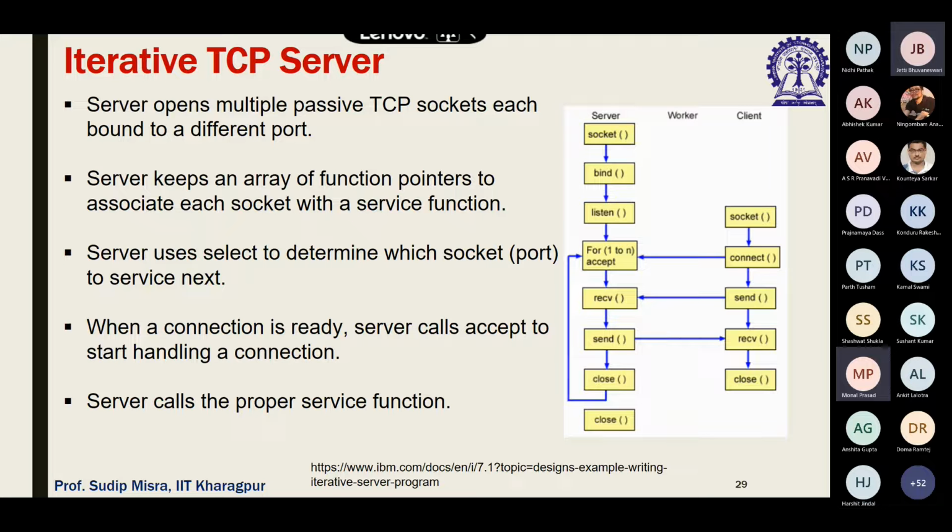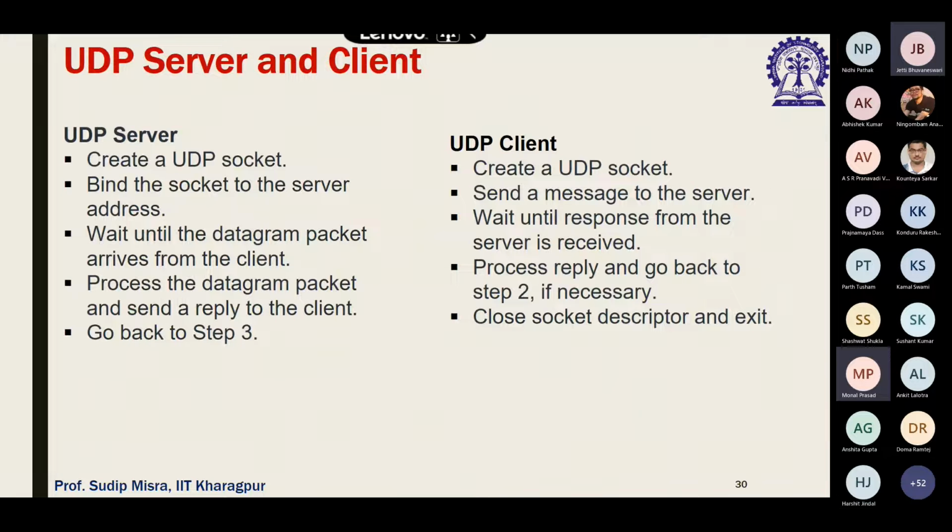So this is the iterative server. Now that is the TCP server, and you have the iterative UDP server. The UDP server and client work more or less the same way. Here, this is done with the help of datagrams, right? You create a UDP socket, bind the socket to the server address, wait until the datagram packet arrives from the client, process the datagram packet and send a reply to the client. Go back to step 3.